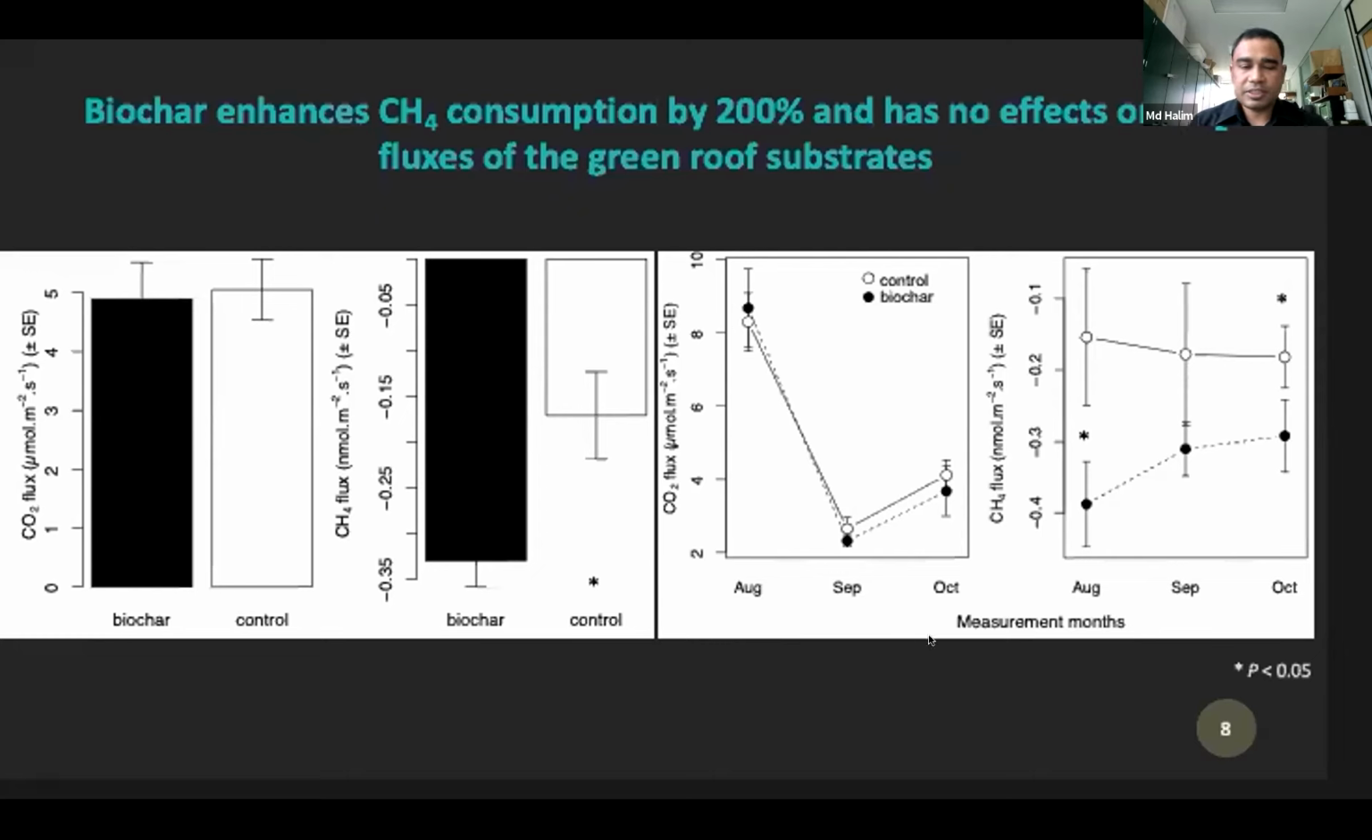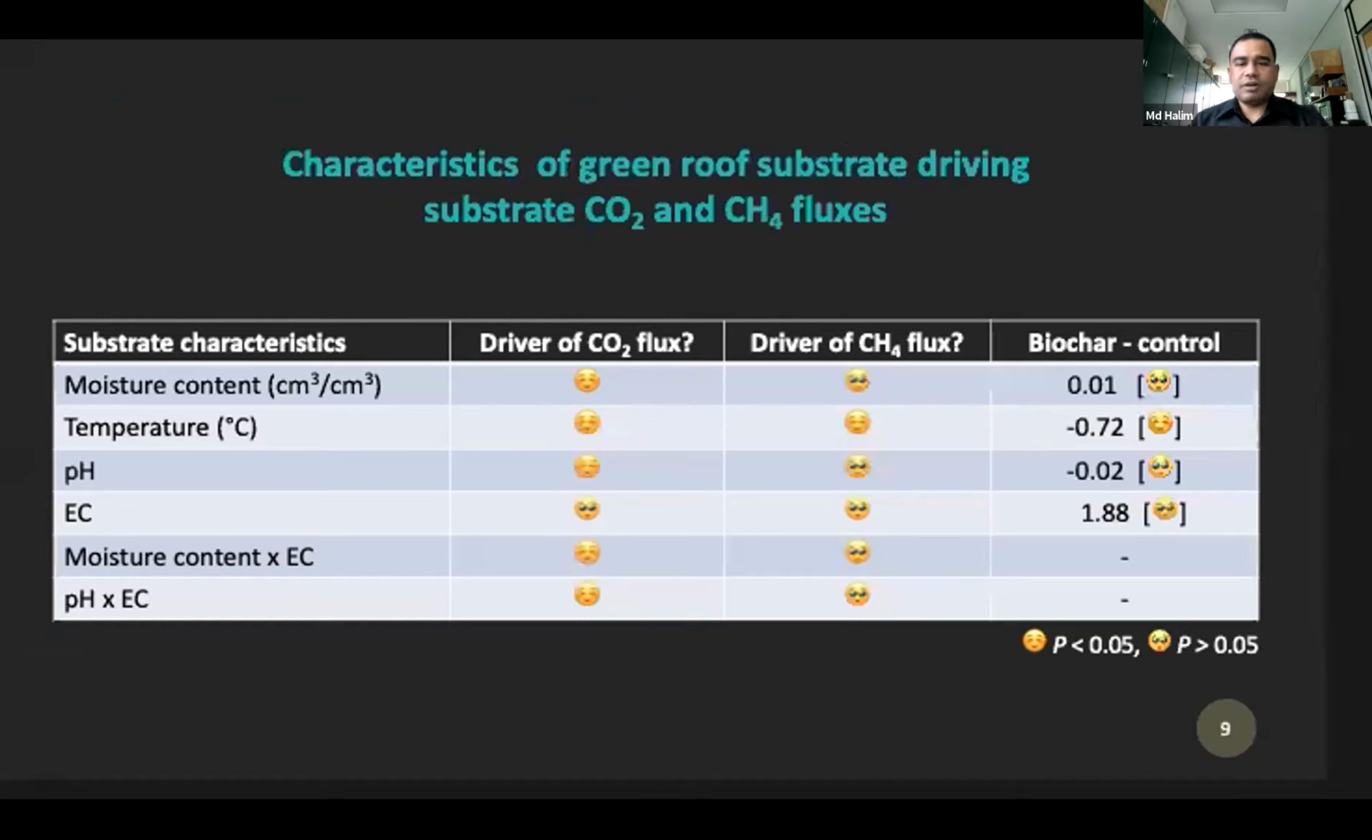So these are the measurements from our 2020 field campaign. We have done one measurement in 2021, but we have not finished processing the data yet, so I'm not able to present that yet. In terms of the drivers, we found that CO2 fluxes were generally driven by substrate moisture content, temperature, pH, and the interaction of electrical conductivity, moisture content, and pH. On the other hand, methane fluxes were primarily driven by substrate temperature. So biochar seems to be driving the methane consumption pattern by affecting substrate temperature.